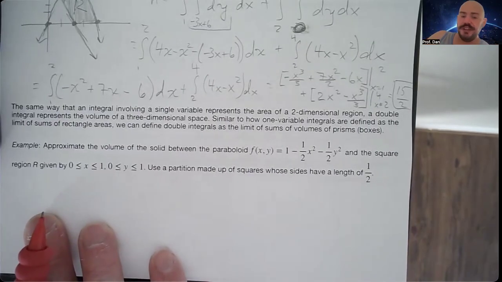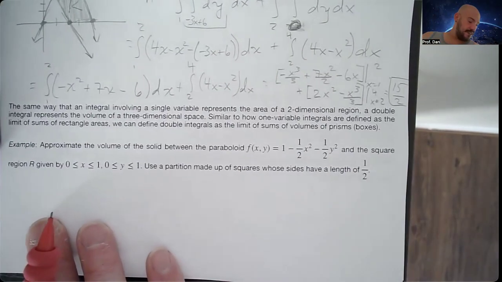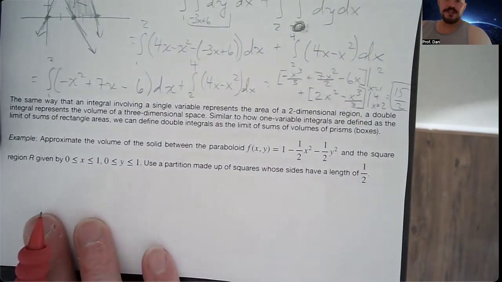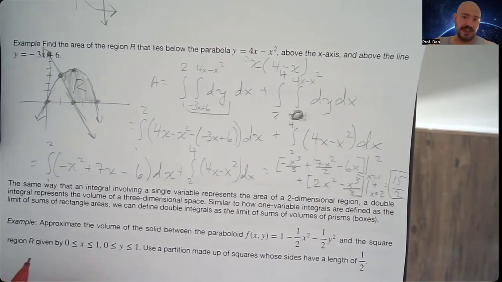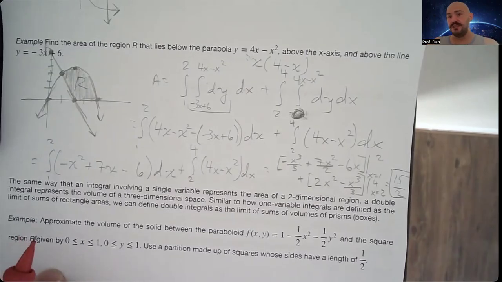Back in Cal 1, you learned that the definition of an integral is that it's the limit of Riemann sums. Right, so remember your Riemann sums were where you took the area between two curves. You divide it into rectangles, you find the area of each rectangle, you add them together, and then you take the limit of that sum as the number of rectangles gets larger and larger.